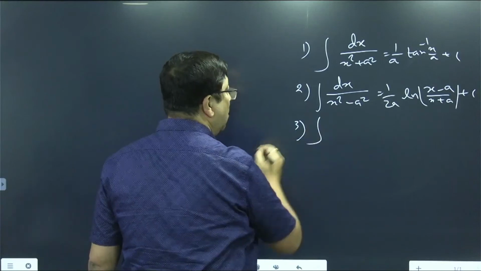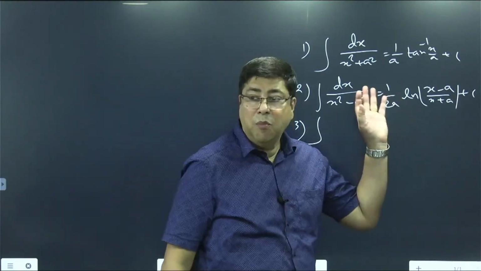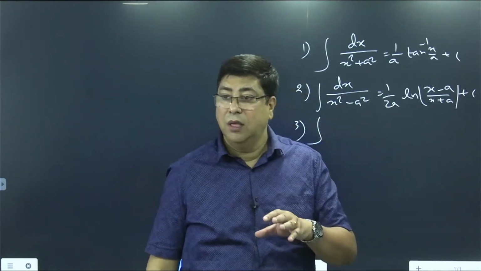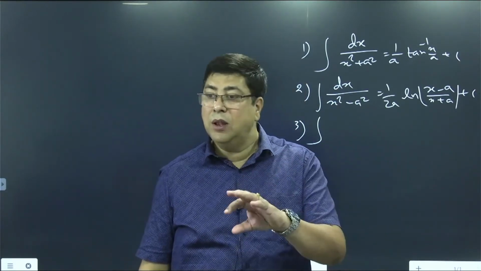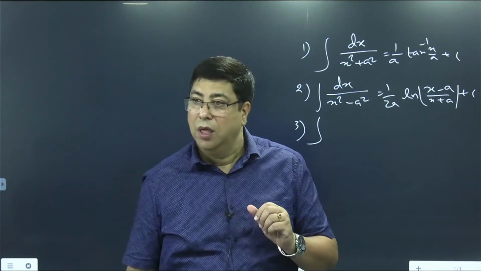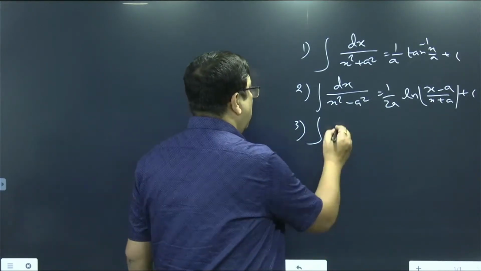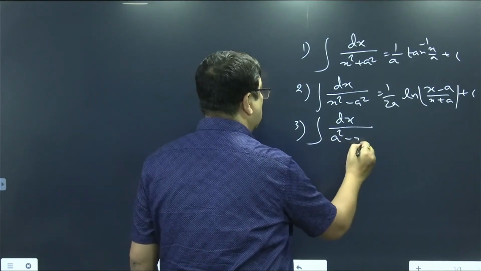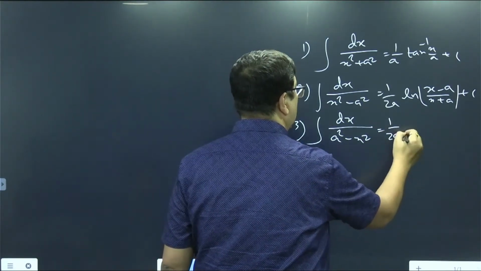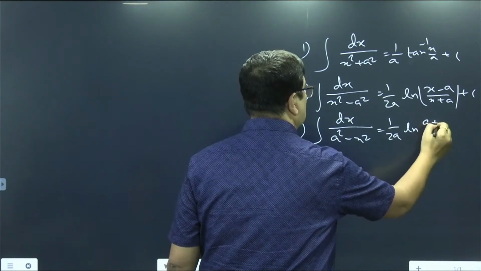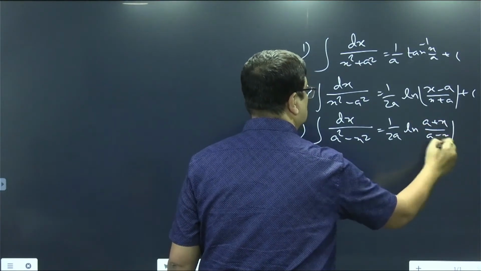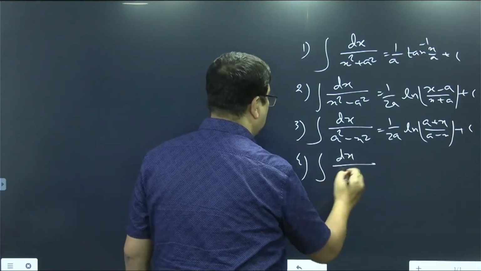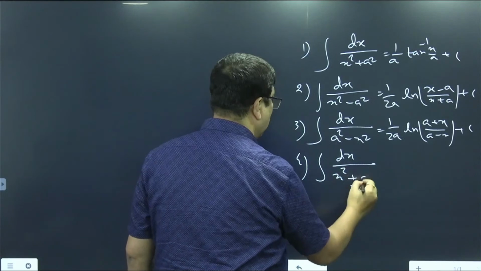Number 3, you can apply mod on log, you may not apply mod on log, it does not matter, because log is defined as within log there should be positive quantity. Therefore, for a square minus x square, that is 1 by 2a log of a plus x by a minus x plus c. Number 4, dx by root over x square plus minus a square.